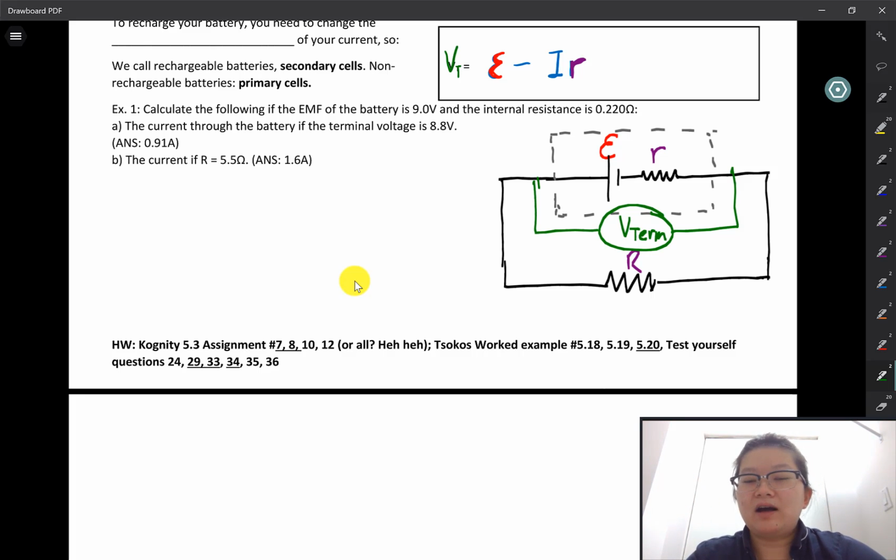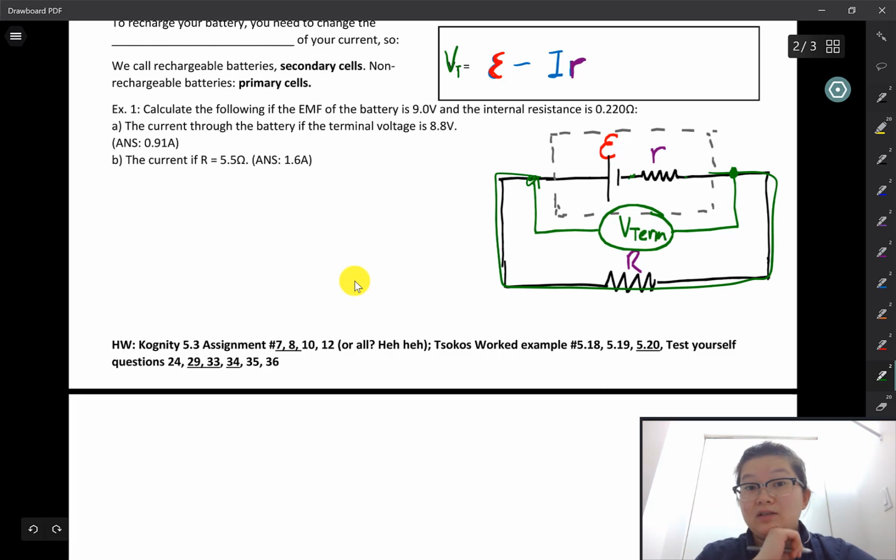Essentially, you take the potential drop across this little tiny resistor, and you subtract that little tiny voltage drop from that of the battery. That's going to give you whatever is left over that is available for the rest of the circuit. So that's what terminal voltage is.